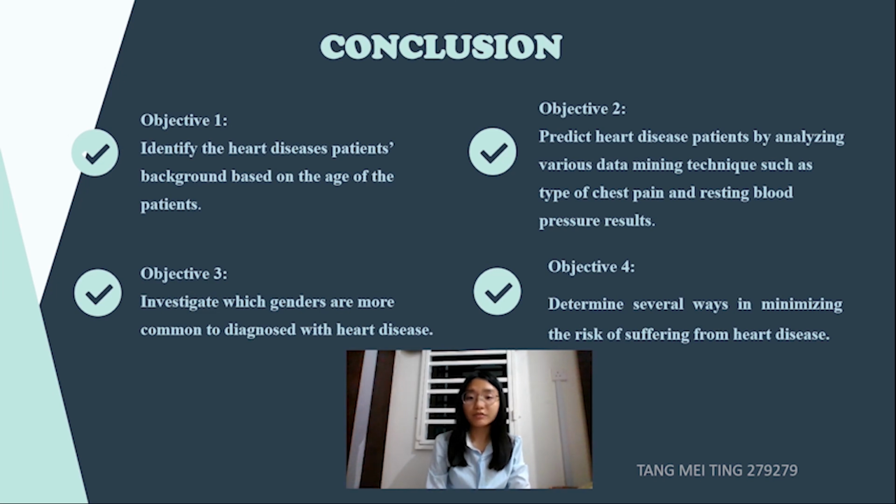For the first objective, there are several ways of minimizing the risk of suffering from heart disease. For instance, control the blood pressure, exercise regularly, and have good stress management to minimize the risk of suffering from heart disease. Based on the analysis, we can simply state that the risk of diagnosed heart disease is affected by the resting blood pressure results, age, and gender. For age and gender, we cannot make any changes, but we can lower the risk of suffering from heart disease. Therefore, we should have a healthy lifestyle to minimize the risk of suffering from heart disease.